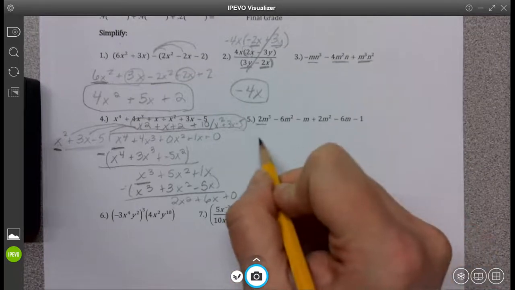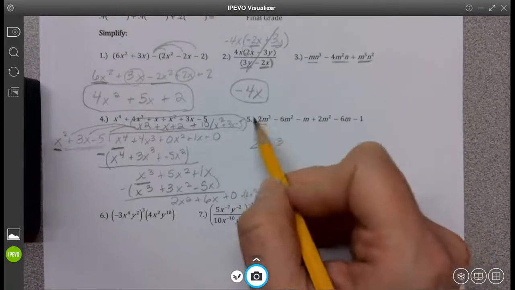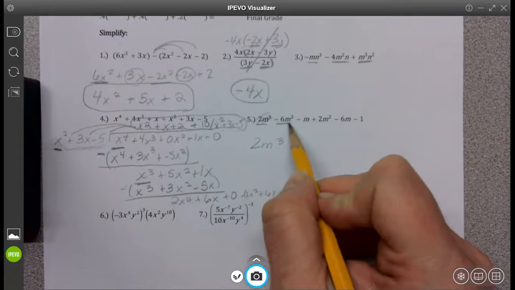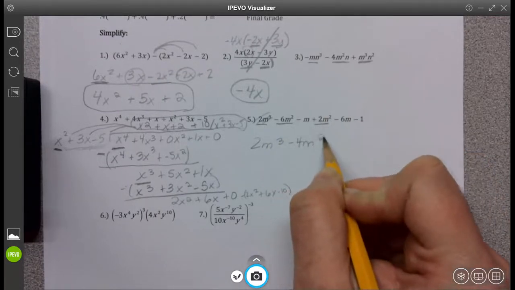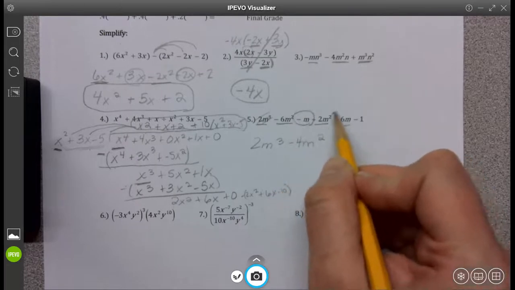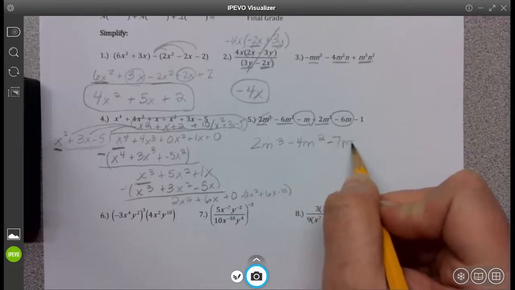Okay, next one, you're combining like terms. So there's no other 2m cubes. There is negative 6 and a positive 2. There's a negative m and a negative 6m and a negative 1.